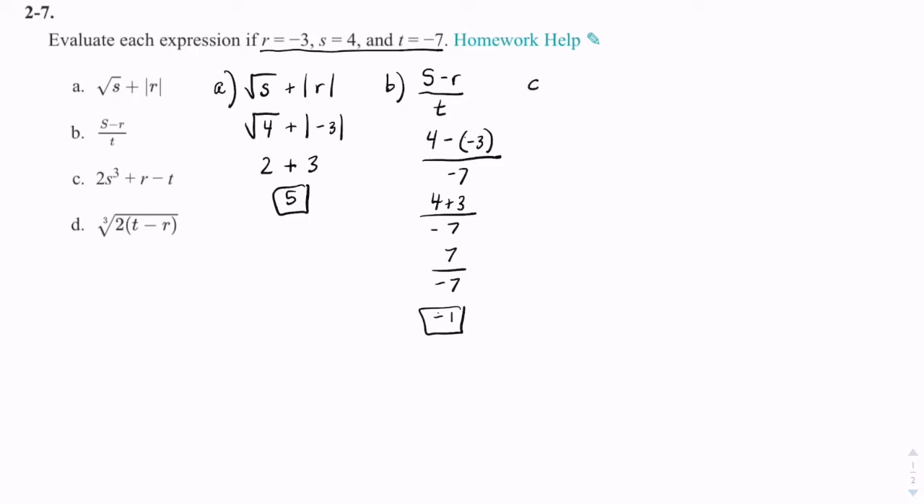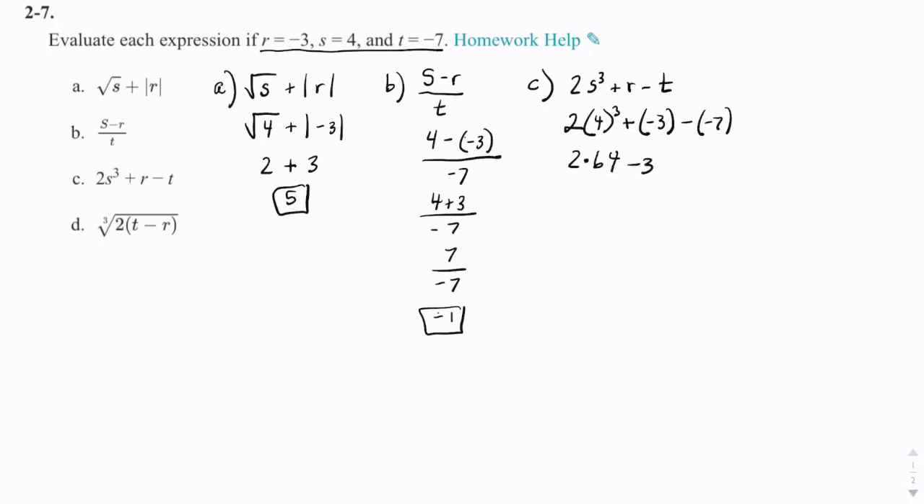For C, the expression is 2s cubed plus r minus t. So s is 4, so that's 2 times 4 cubed, plus r, which is negative 3, minus t, which is minus negative 7. So we have 2 times 4 cubed. 4 cubed is 4 times 4 times 4. That's 4 times 4 is 16, times 4 is 64.